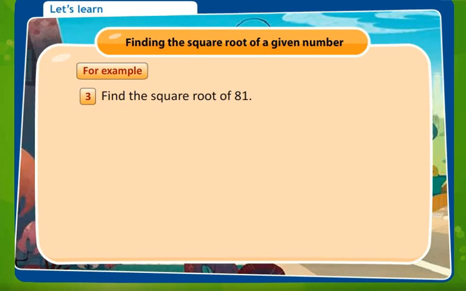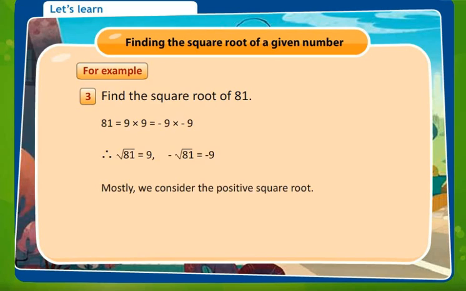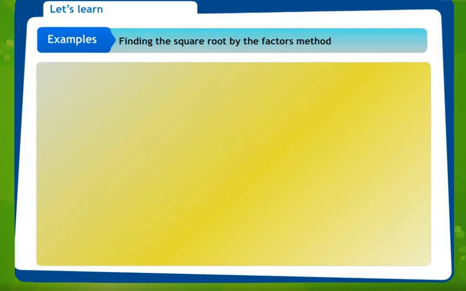So now we will find the square root of a given number. Now the square root of 81. 81 can be written as 9 into 9. Also it can be written as minus 9 into minus 9. Root 81 is equal to 9. Minus root 81 is equal to minus 9. Mostly we consider the positive square root.